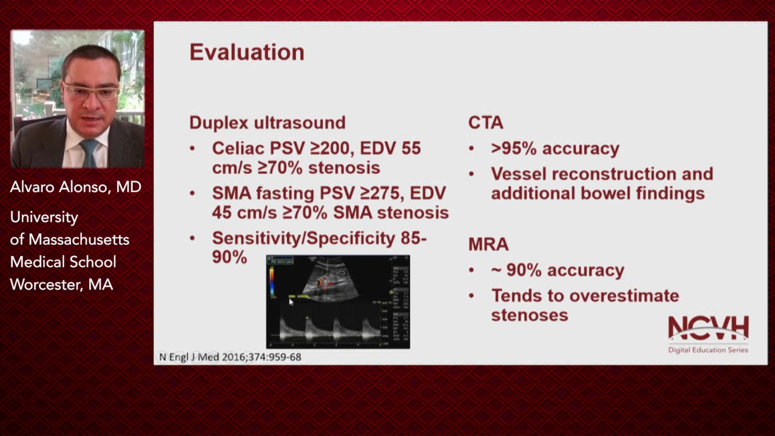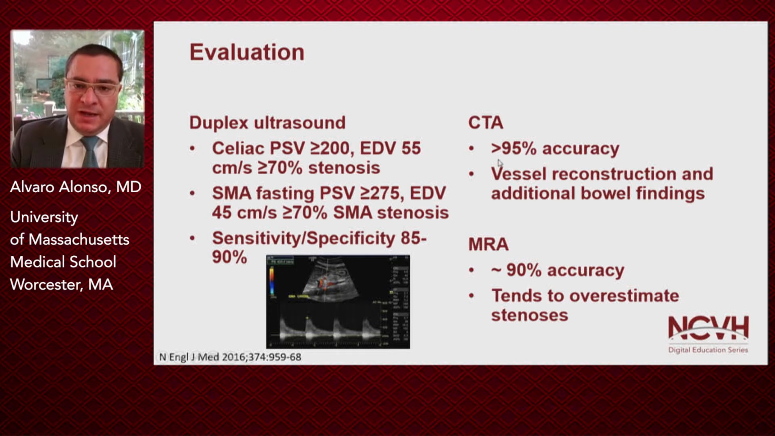So there is the origin of the SMA, there is a color aliasing, and there's a spectral Doppler waveform that actually exceeds 400 centimeters per second there. The sensitivity and specificity of duplex is very high. It approximates 90%, so it's very good.